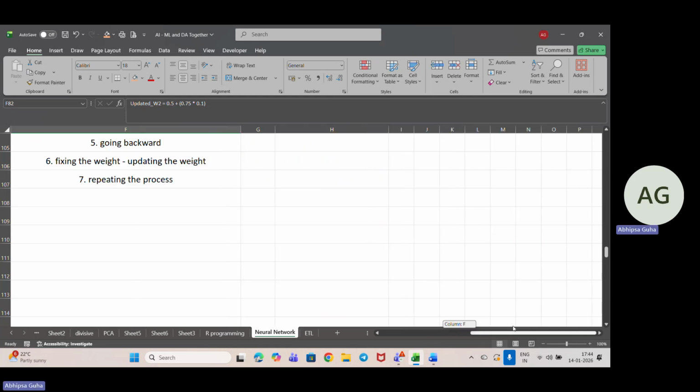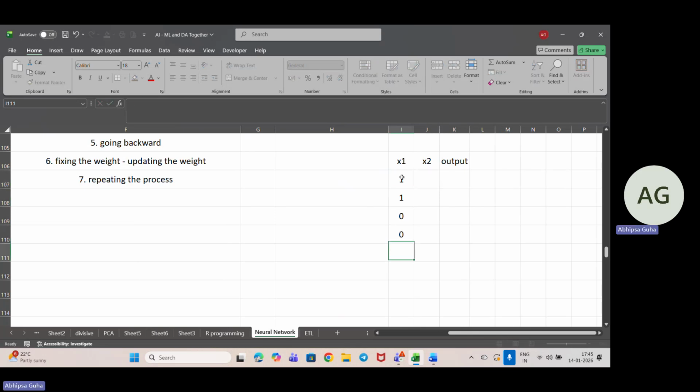Okay, let's just move in this zone. Yes, fine. So suppose I am taking x1, x2, and the output. This is how I am taking the values. Suppose I am taking here 1 1 0 0 like that. Here I am taking 1 0 1 0. Output I am taking as 1 0 0 0 like that.